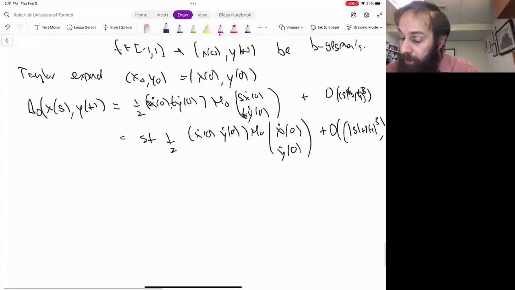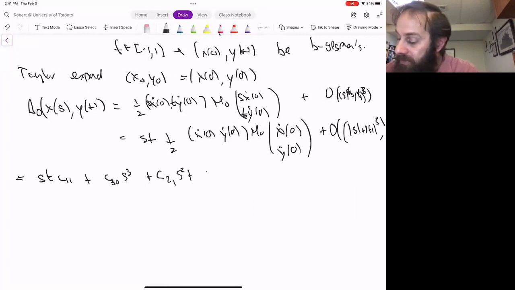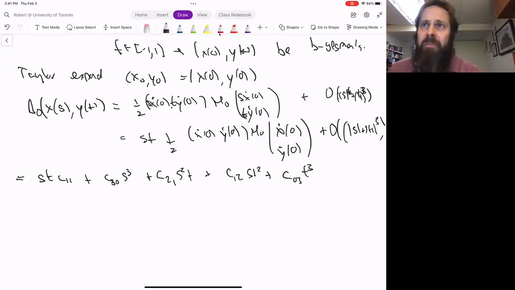And now I'd like to go to higher order in this Taylor expansion. So let me call this the 1,1 term, constant C11. And then at the next order, I might in principle have something like C30 s cubed plus C21 s squared t plus C12 s t squared plus C03 t cubed. But in fact, most of these terms vanish. In fact, all of these terms vanish. So I claim all these constants are 0.